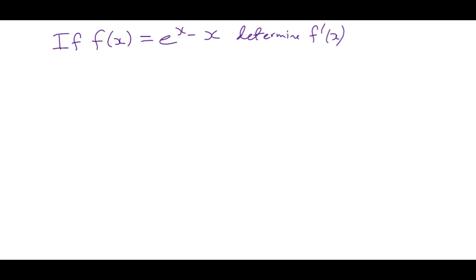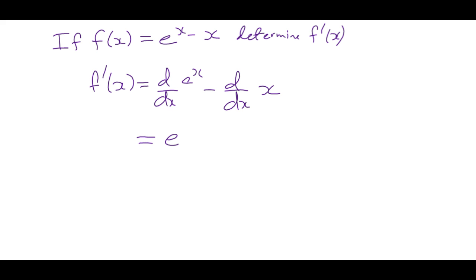Okay, so f of x is equal to e to the x minus x. What's f prime of x? That's pretty easy, that's just a sum or a difference. So the derivative with respect to x of e to the x minus the derivative with respect to x of x. This we just defined is e to the x, and that's a 1. So it's just e to the x minus 1.